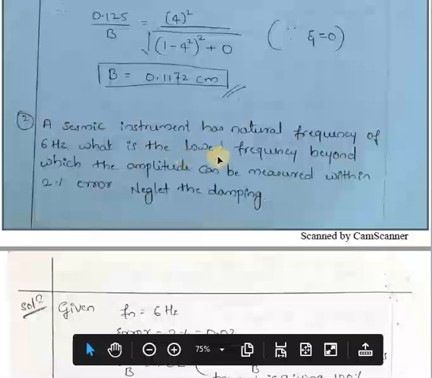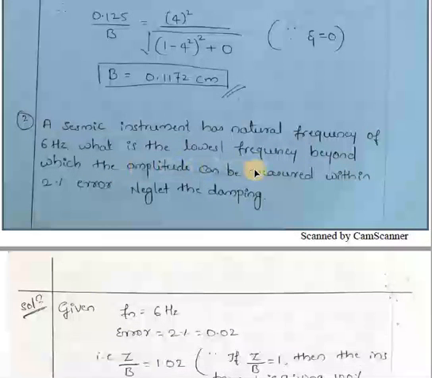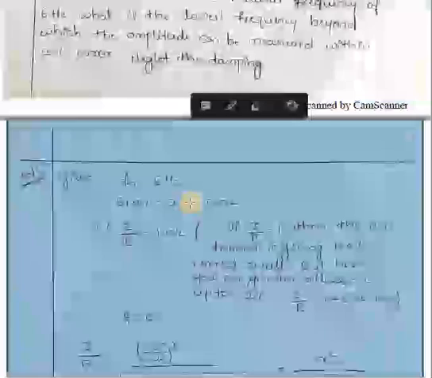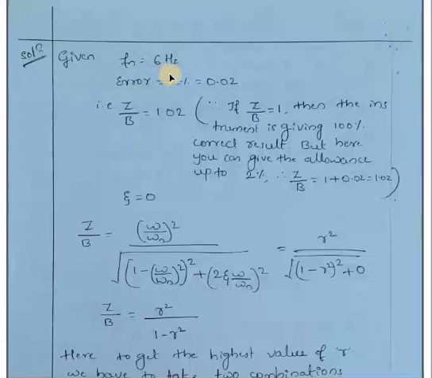Similarly, the next problem statement: a seismic instrument has a natural frequency of 6 Hz. What is the lowest frequency beyond which the amplitudes can be measured within 2% of error? Neglect damping. Again, it is an undamped system. So in this, the given data is Fn is 6 Hz, and the error is 2%.